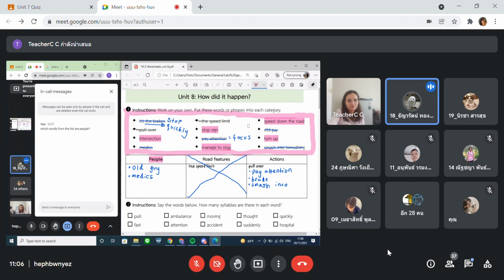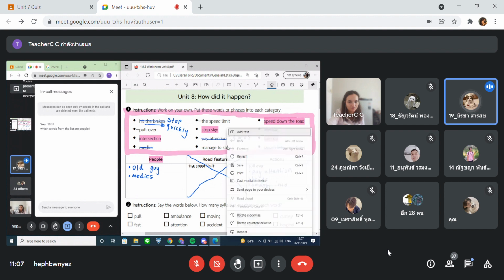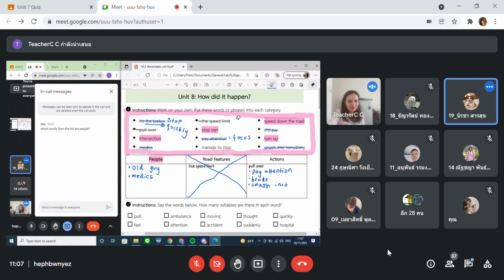Manage to stop. Perfect. Any idea what that means? And it has 3 or 4 colors. 3 or 4 colors? 3, maybe 3. Huh? What do you mean?